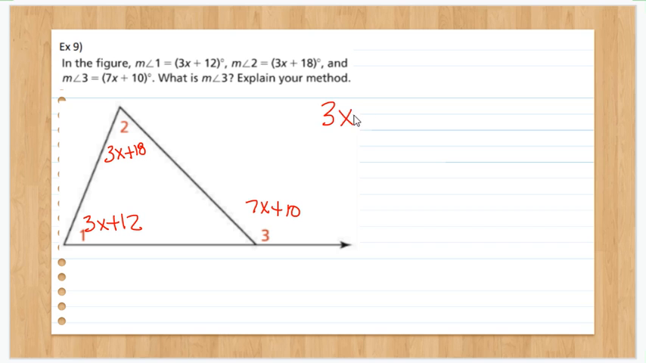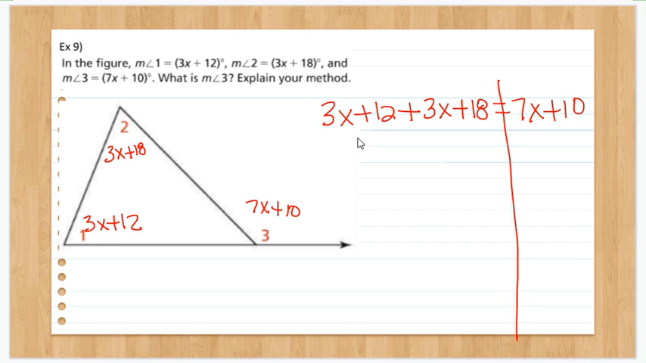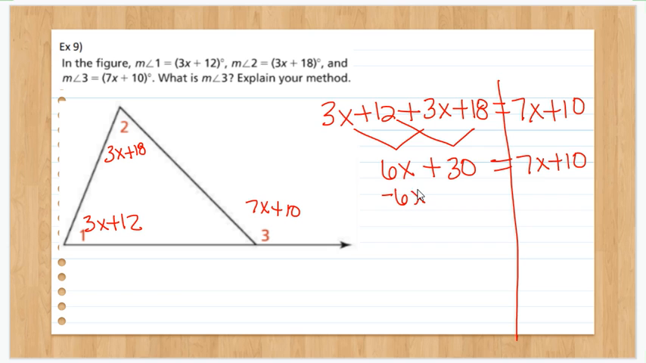So my math problem will be 3x plus 12, which is angle 1, plus angle 2, which is 3x plus 18. And together, that's going to equal the angle 3 on the outside, 7x plus 10. All right, combine like terms. 3x and 3x gives me 6x. And then 12 plus 18 gives me 30. Bring down that 7x plus 10. We have variables on both sides. Let's move the smaller one. So we're going to subtract 6x from both sides.